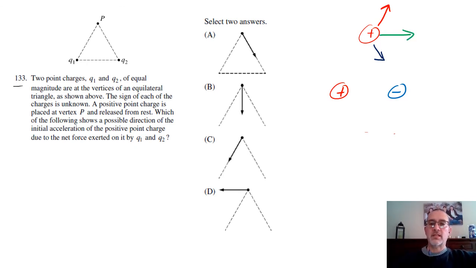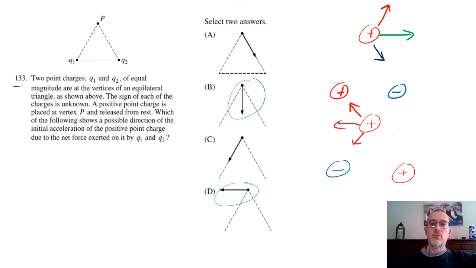I could have straight down, so that's a good option. Straight to the right was another option. If I swapped the positive and the negative here, then I would have a negative here and a positive here. And if I put a positive charge there, the positive would repel it, the negative down here would attract it, and those two would add directly to the left. So that makes option D look good.